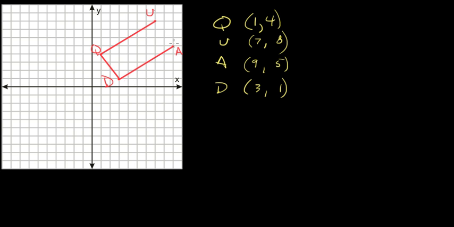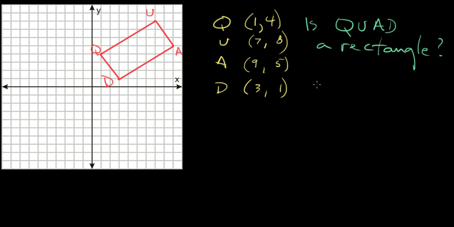And let me connect those points now. We want to ask the question now, is QUAD a rectangle? Well, a rectangle is a parallelogram with a right angle, right? Because if one angle is a right angle, then they're all right angles. So a rectangle is a parallelogram with a right angle. So all we have to do is figure out whether, first of all, we have a parallelogram.